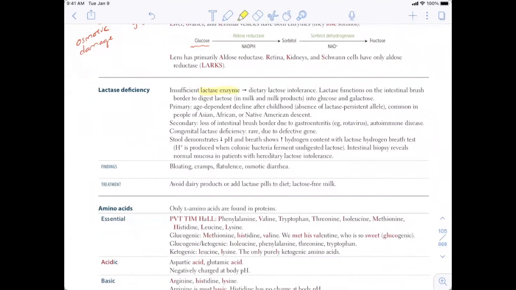And what you need to know is, all right, there's an enzyme, but where does that enzyme work? Okay, where is the site of action? Where does it get its job done? It gets its job done at your brush border.